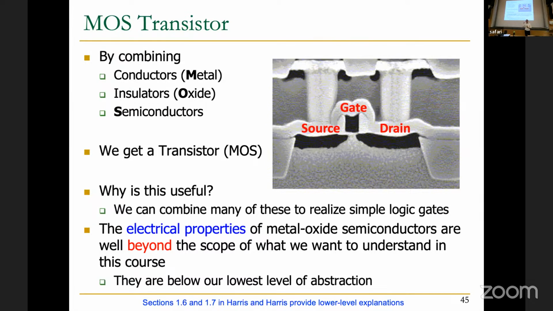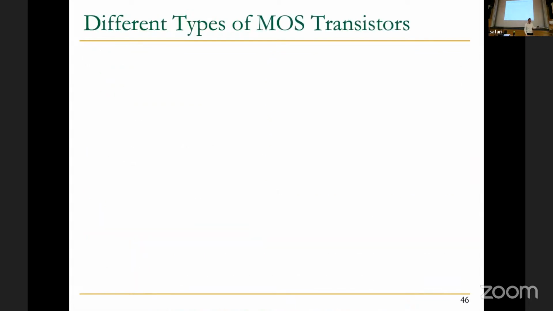And in Harris, sections 1.6 and 1.7 are nice in the sense that they provide lower level explanations a little bit, even though they don't go into reasoning as to why things happen. If you want to know the why, you have to take a microelectronics design course.